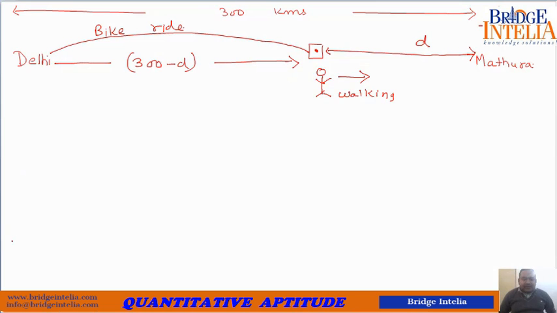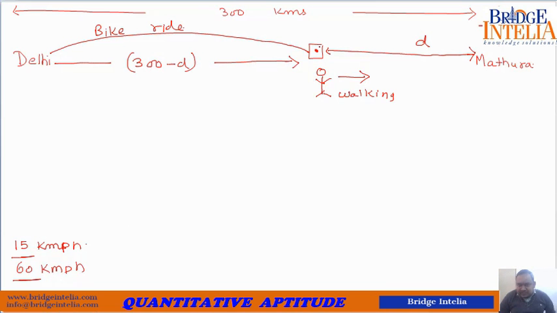Now coming to the speeds. 2 types of speeds are involved here: 15 kilometers per hour and 60 kilometers per hour. 15 when you are walking, 60 when you are driving the bike. Now, when the biker drops this person, ultimately all 3 would be reaching Mathura together.